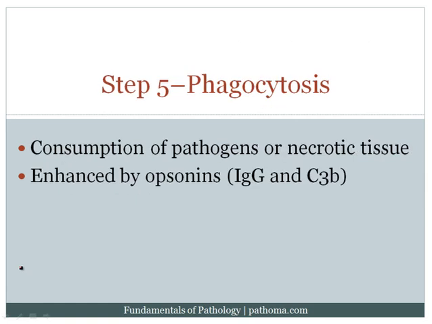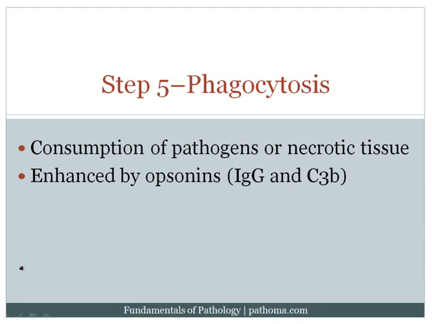Once the neutrophils get to the area of battle, the way by which they kill is phagocytosis. That is step 5 in this sequence. Phagocytosis is the consumption of pathogens or necrotic tissue. Again, neutrophils are drawn in by infection, or they can be drawn in by tissue necrosis. And phagocytosis, for the most part, occurs blindly. The neutrophil goes in, it's activated, and just begins to eat and consume and destroy.